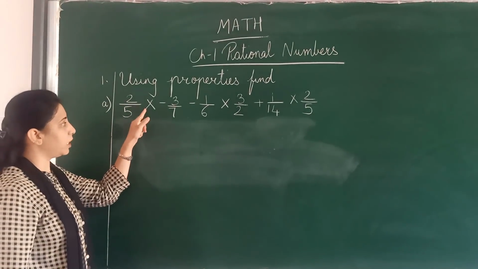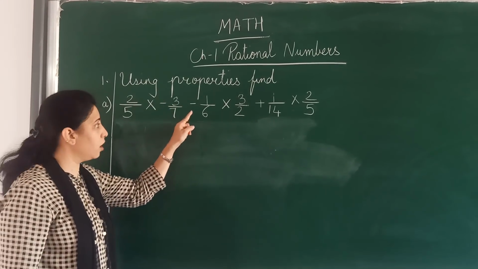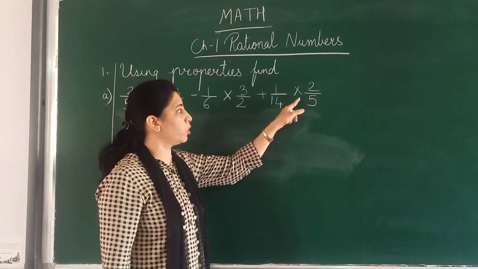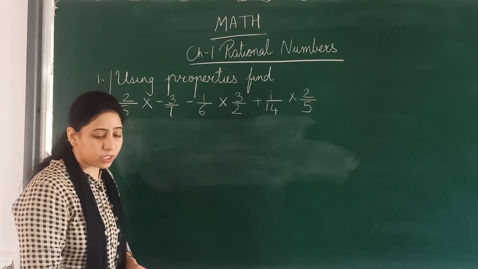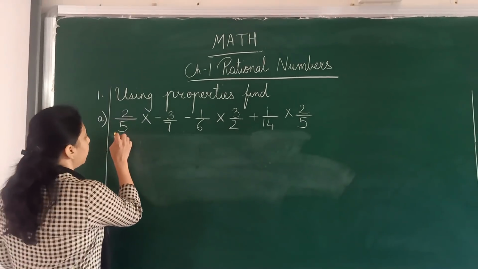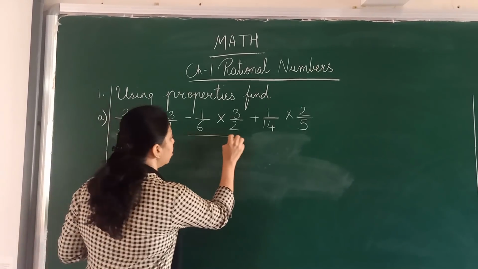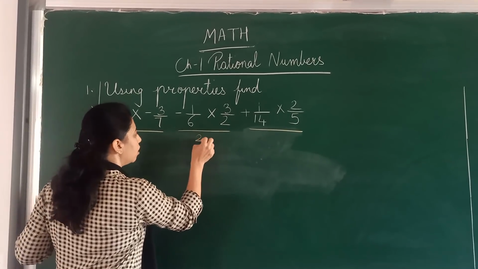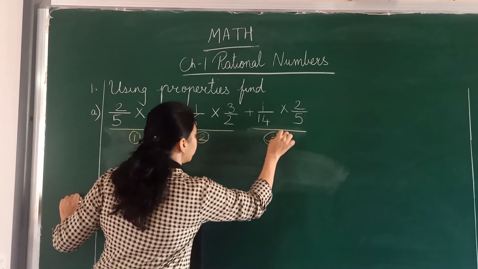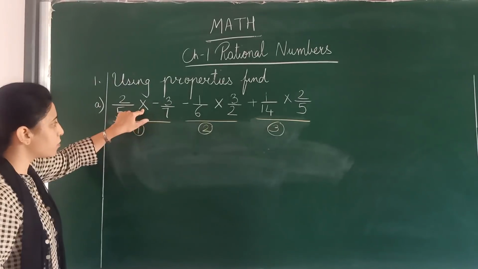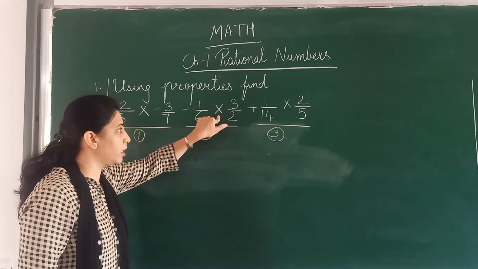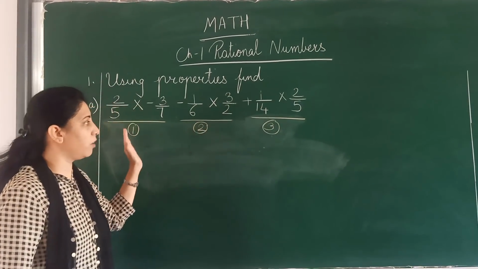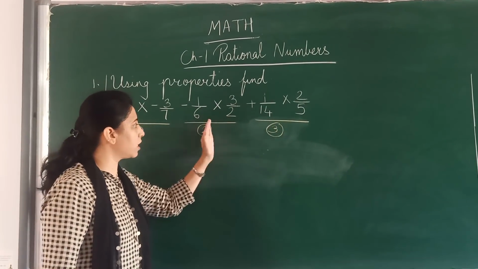2 upon 5 multiplied by minus 3 upon 7 minus 1 upon 6 into 3 upon 2 plus 1 upon 14 into 2 upon 5. Now I will divide this into 3 parts: 1, 2, 3. You can see the main sign is multiplication in each. So all these multiplication sums I have divided into 3 parts, first, second and third.